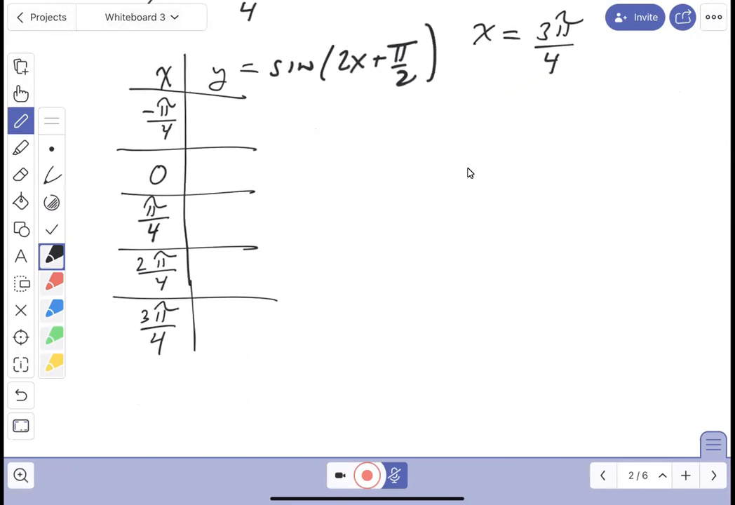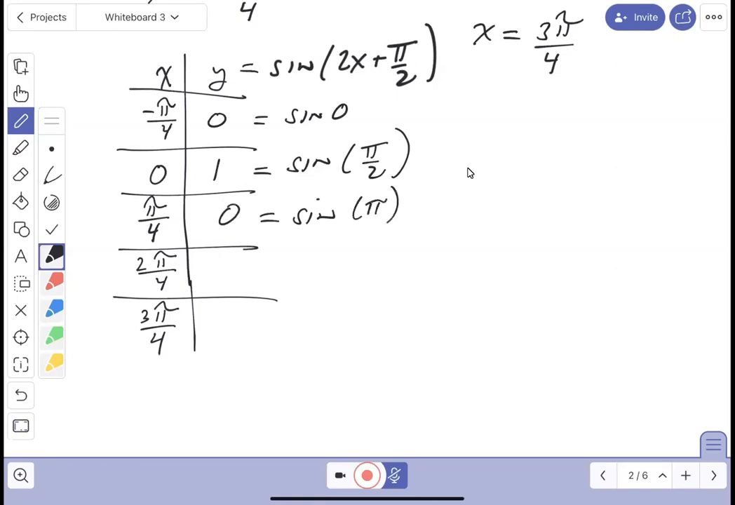All right, so if you plug in minus pi over 4, you get minus pi over 2 plus pi over 2, which is sine of 0. And the sine of 0 just couldn't be any easier. It's 0. Let's do the next one. If you plug in 0 you get sine of pi over 2, well, lo and behold, that's also easy. That's just 1. What's the next one going to be? We'll put pi over 4, pi over 2 plus pi over 2 would be pi, and the sine of pi is 0. That couldn't be easier.